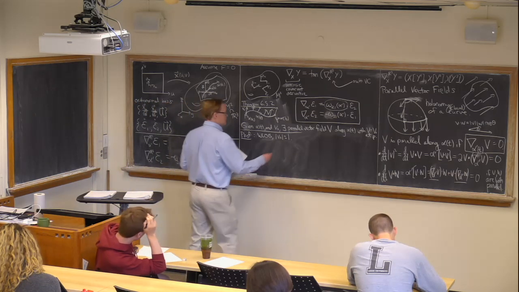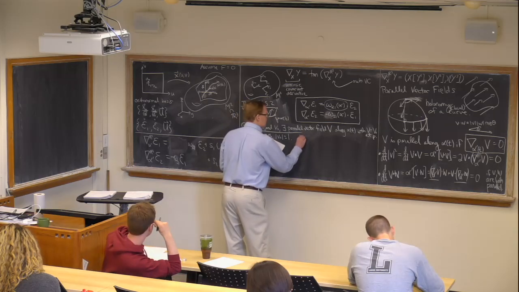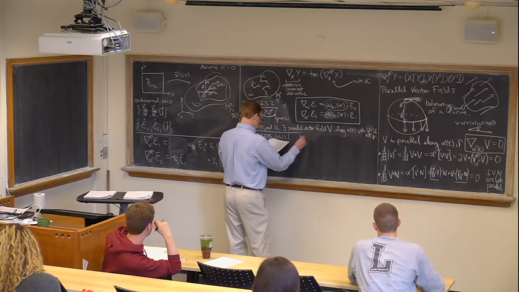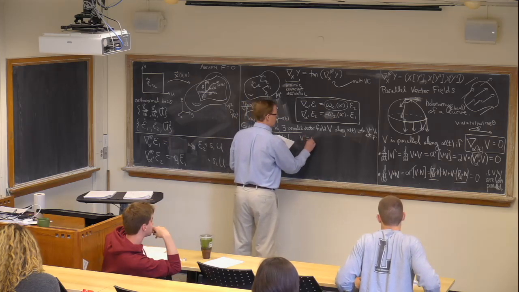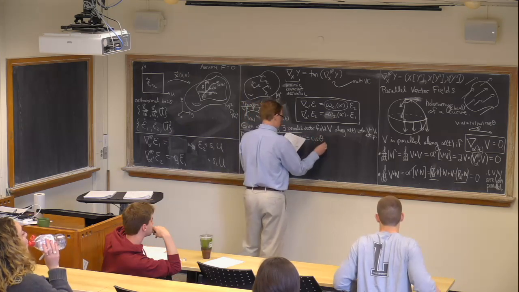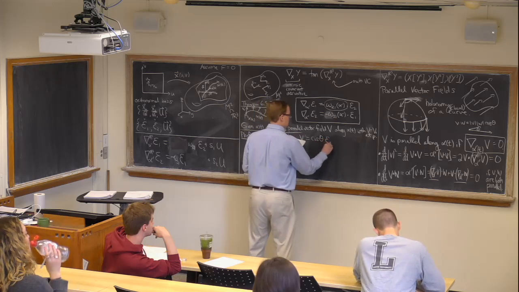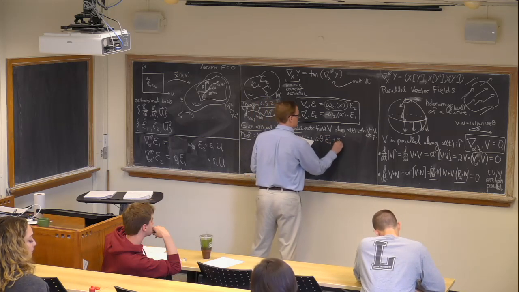In which case, what this means is that we can think of our vector field that we're trying to solve for, V along the curve, as basically some rotation of E1. And if you rotate E1 by theta, you get this.